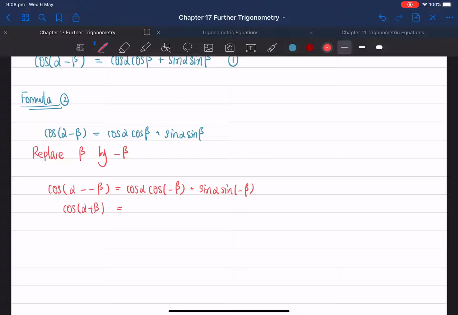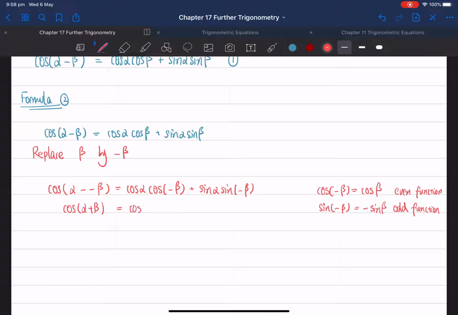Now from here, cosine function is an even function, so therefore cosine negative beta is cosine beta. However, sine function is an odd function, so therefore sine negative beta is negative sine beta. As you can see, everything is related from the previous topics we have learned.